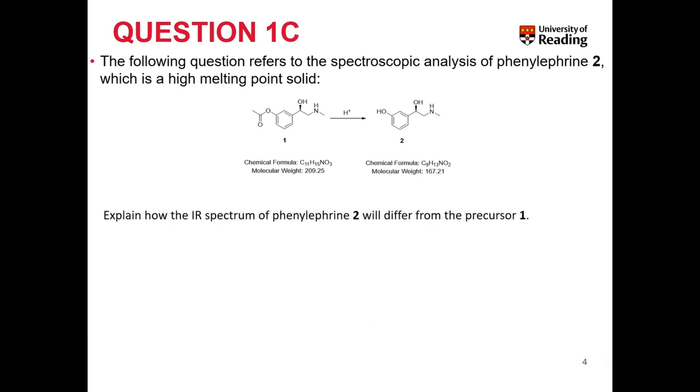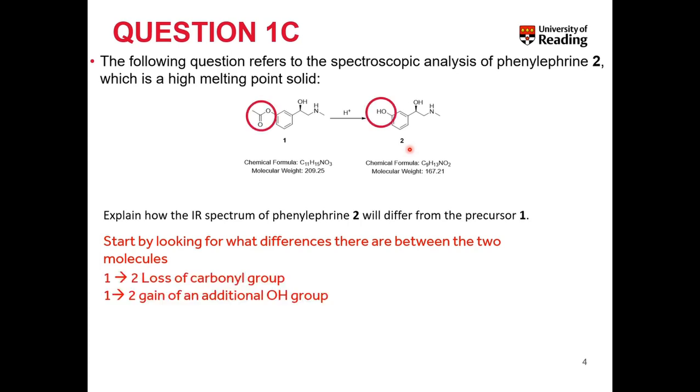Now, question 1c asks you to compare what you would expect in the infrared spectra for these two compounds. So we have compound 1, which is a precursor to phenylephrine, which is compound 2. Now, the way that you should approach this question is you should first start by looking for what differences there are between the two molecules. This will allow you to identify changes in functional groups, which you can then link back to the anticipated changes in the infrared spectrum.